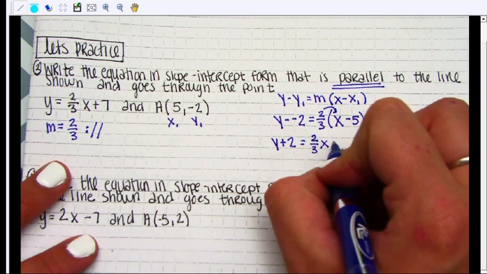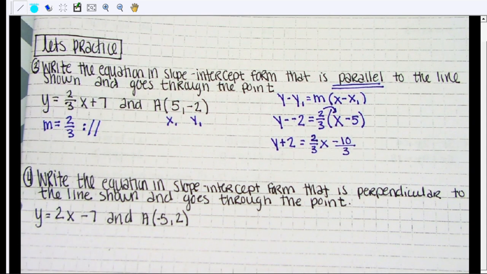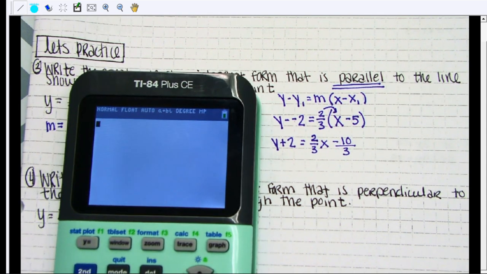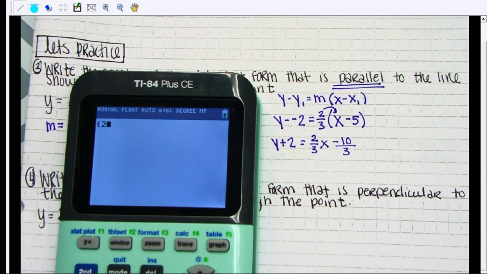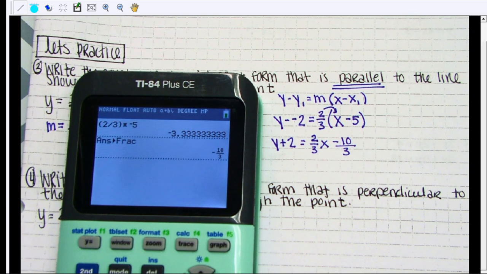Negative 10/3. Are we confused on how to type that into our calculator if we don't know how to do that by hand? I'll just go ahead and do it real quick. All you do is 2 divided by 3 times negative 5. I get a decimal, math enter, enter, gives me negative 10/3.